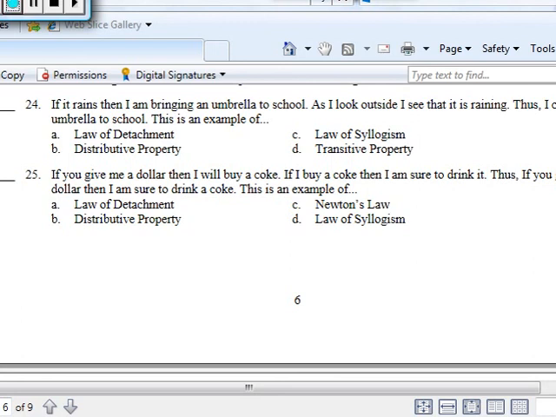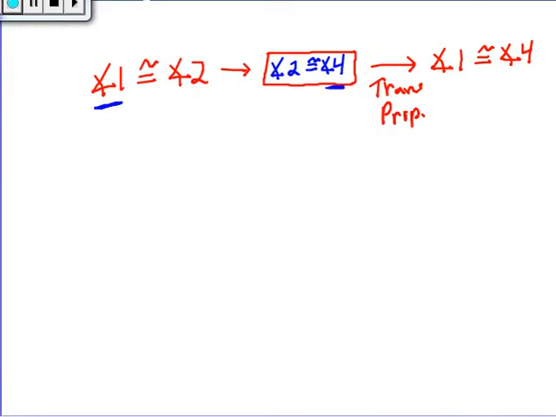Okay, let me go over the two laws. Detachment. It is detachment. Let me go over them one more time. The law of detachment says this: if something happening implies something else happening. We know that if it rains, then I'm bringing an umbrella. If A implies B is true, and we know that A is true, which in this statement, A being true means it is raining. We know that if it is raining, then I'm bringing an umbrella.